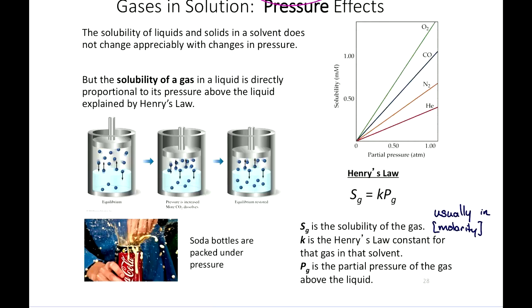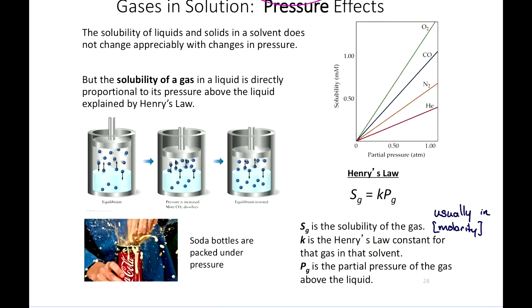Okay. All right, so gases, we said properties, solubility of gases, trends with temperature, trends with IMFs, depending on the weight. But then the last thing that affects solubility of gases is the pressure on it.